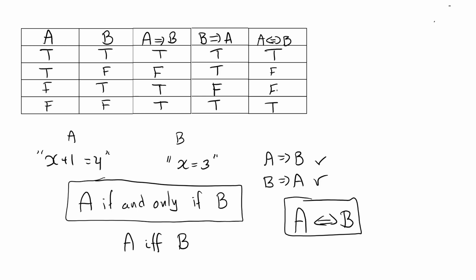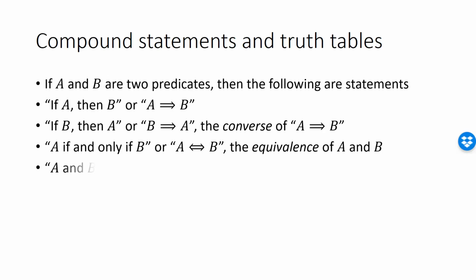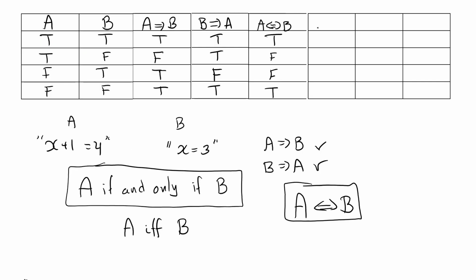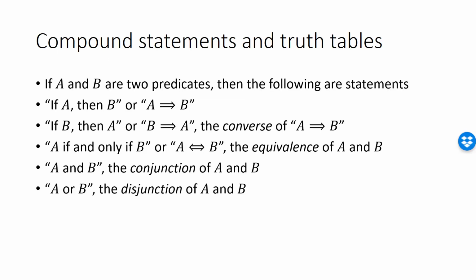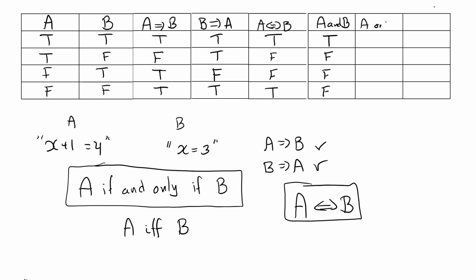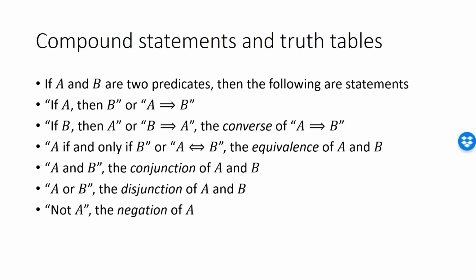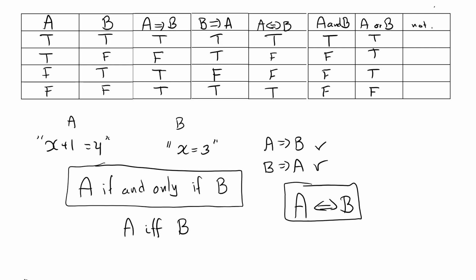We have two more important ways of combining two statements. The first one is what's called the conjunction of two predicates or statements, A and B. A conjunction is true if both A and B are true, while it's false in all other cases. Next, we have the disjunction of two predicates or statements, A or B. A disjunction is true unless both A and B are false. Finally, we have the negation of a statement or a predicate, not A. Not A is true if A is false and vice versa.